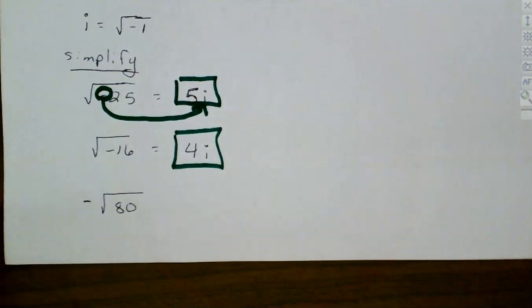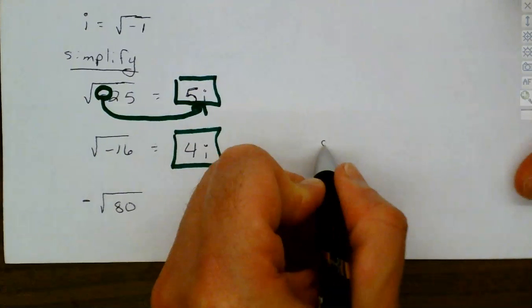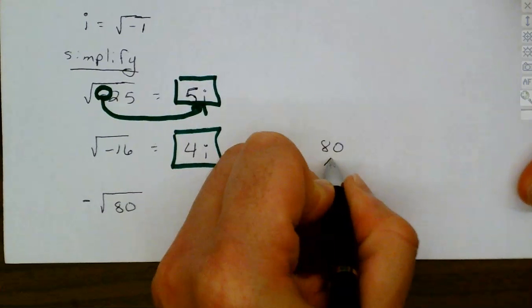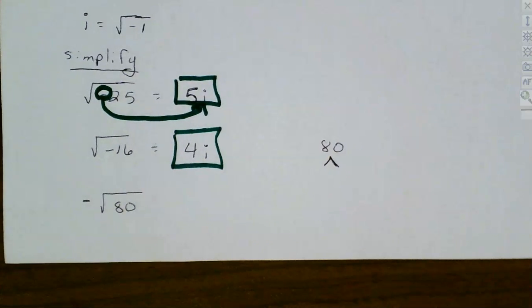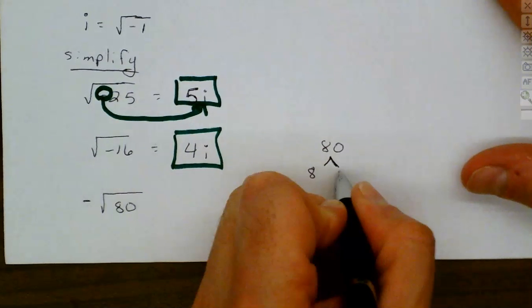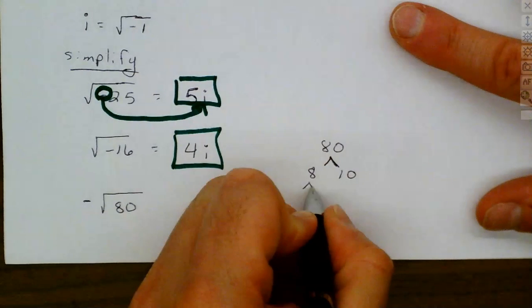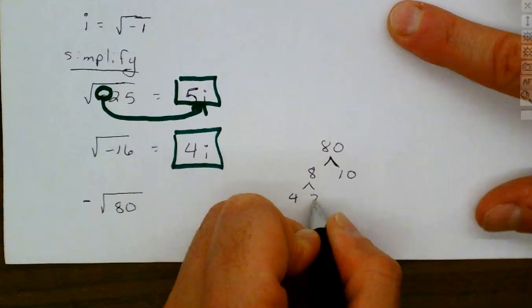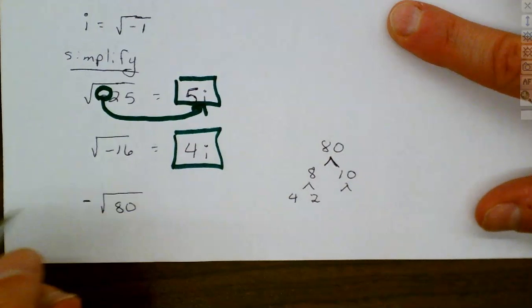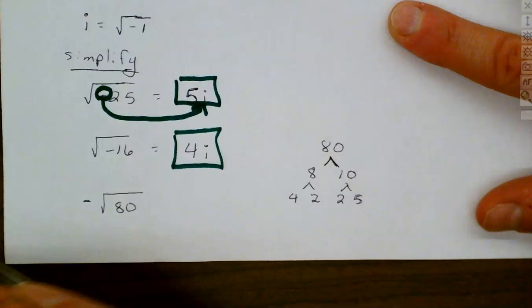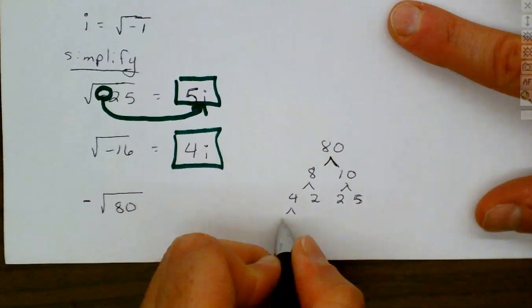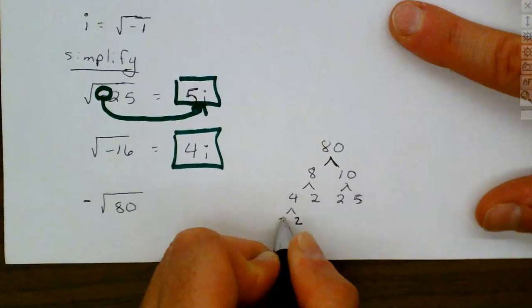How does 80 break down? Well, first off, 80 is not a perfect square, is it? So we need to break 80 down. We look for squares, we look for pairs. You can break it down any way you'd like. It ends in a 0, so I'm going to do 8 and 10. Easy enough there. And 8, we can break down into 4 and 2. And 10, we can break down into 2 and what? 5. And then the 4 over here can be broken down further into 2 and 2.